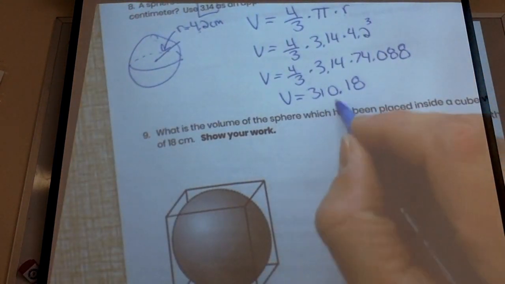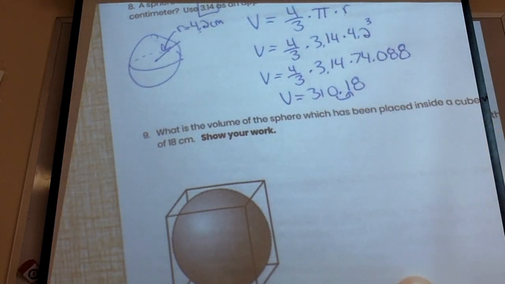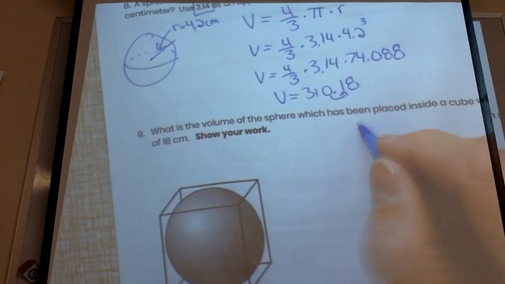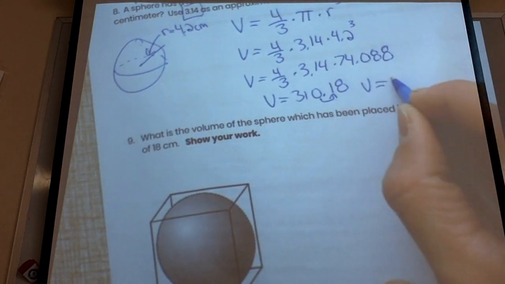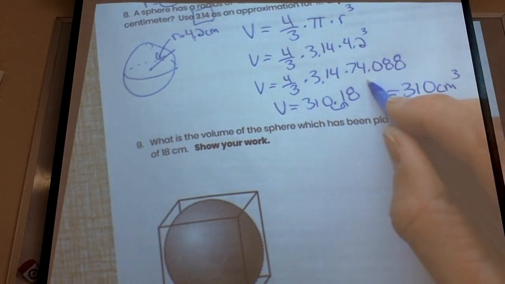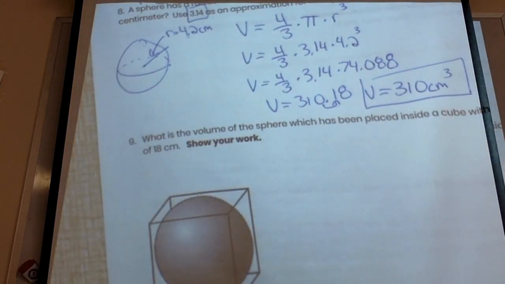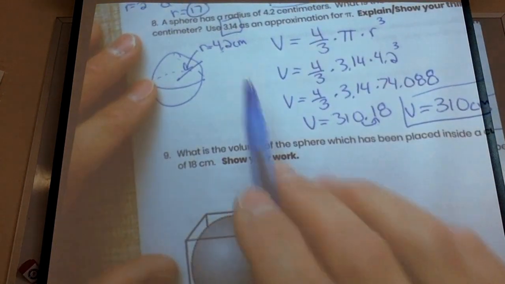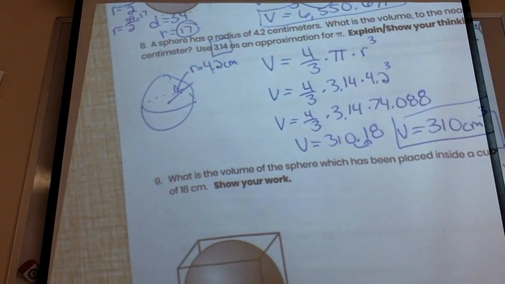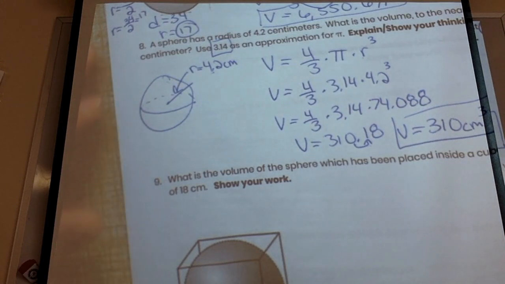So we have 310. We look at the number in our tenths place. It's 1. If this number was 5 or bigger, we round up. If not, we stay the same. In this case, it's smaller than 5. So our volume is going to stay at 310. And we're talking about centimeters cubed. So when you're doing these problems, make sure you're paying attention if they want you to use 3.14 or keep it in terms of pi. Sometimes they don't state it, so then you can do what works best for you.